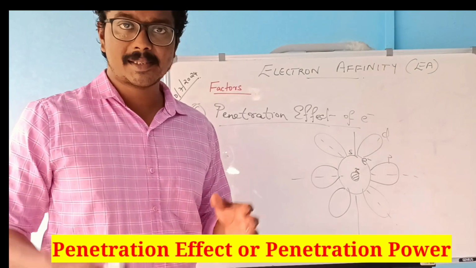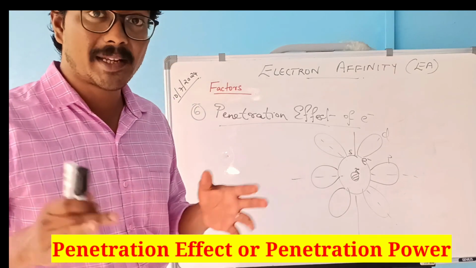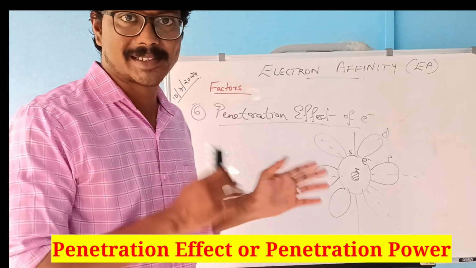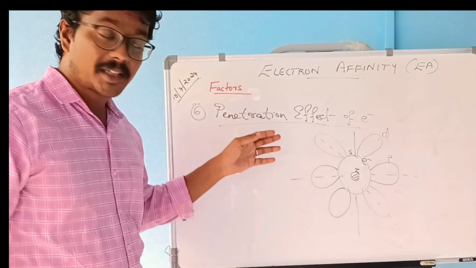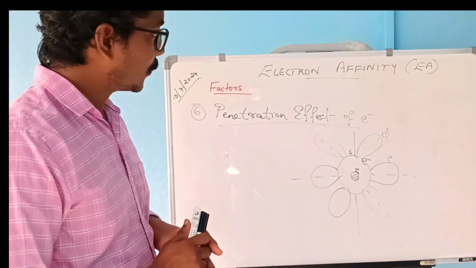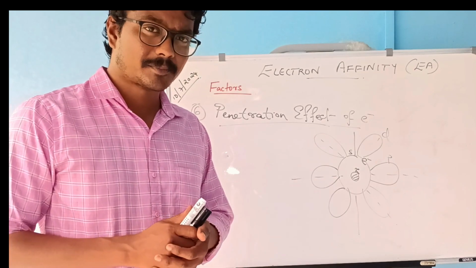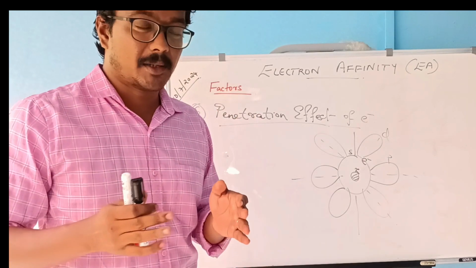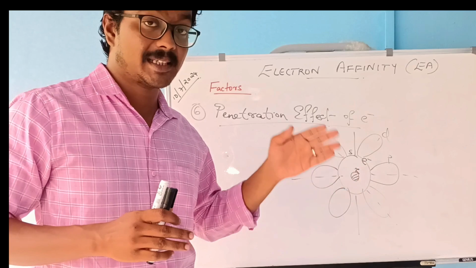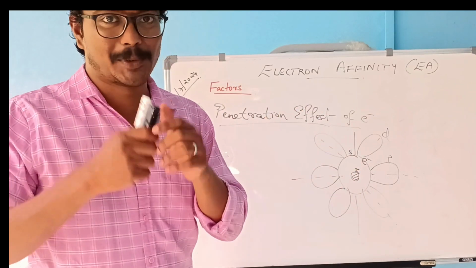The sixth factor of electron affinity is called the penetration effect, which I am going to discuss here. The penetration effect, or penetration power, is defined as the ability of an electron in a sublevel to move closer to the nucleus.